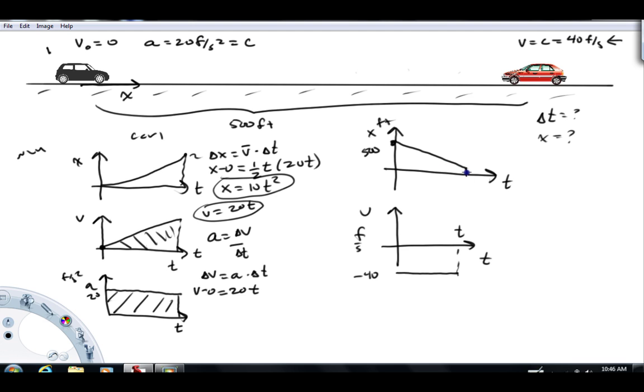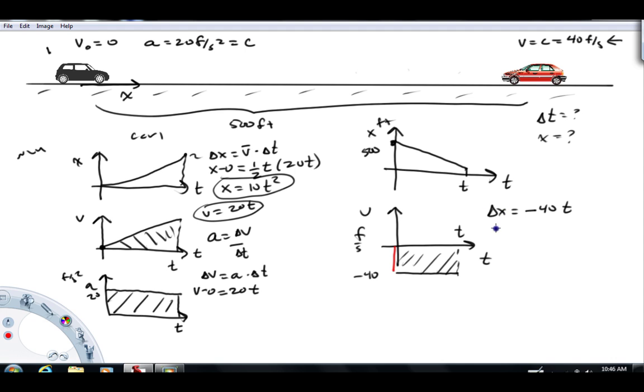For sure, they're not going to cross at a negative value of x, so this is going to be good out to here somewhere. Now, how do we get the equation for x? This area right here will give me the delta x. The delta x is going to be given by this area, and it's going to be negative because the velocity is negative. So delta x is going to equal negative 40t. The negative 40 is coming from the graph, and the time is coming from there.